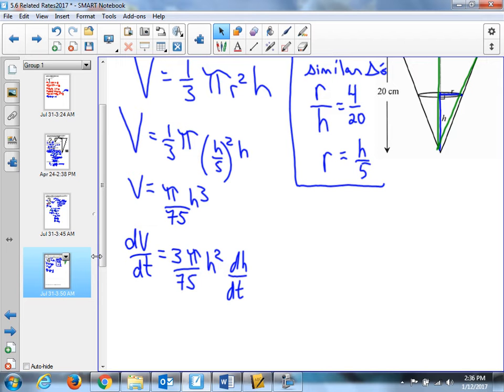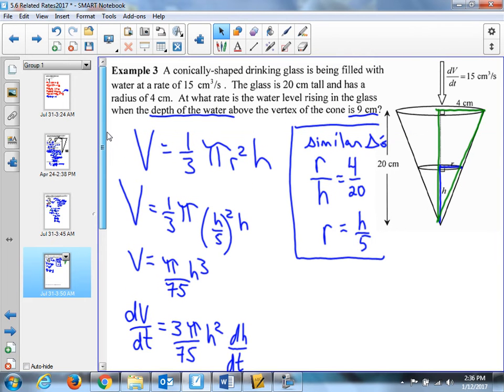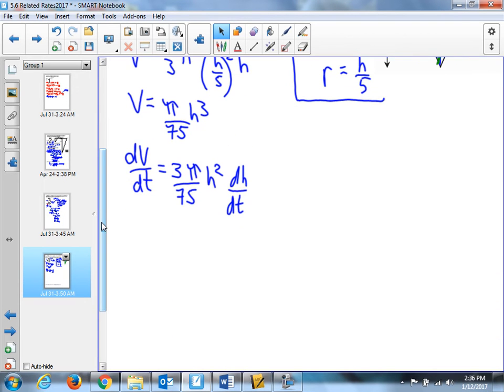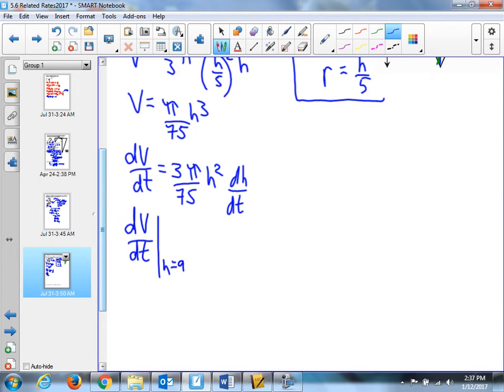The h squared we have when the height is, what was it? When 9, yeah, okay, I've heard that. So let's just sub this in for when 9 is used. dV by dt, when you plug in h equals 9. Like I said, pi out of 25, 9 squared, so 81. Anyways, I'll just finish writing down dH by dt.